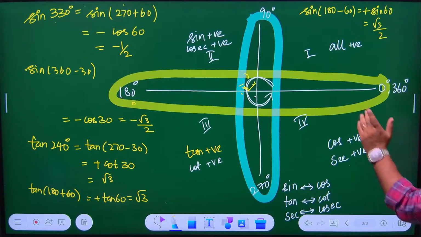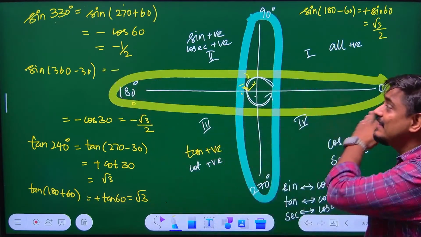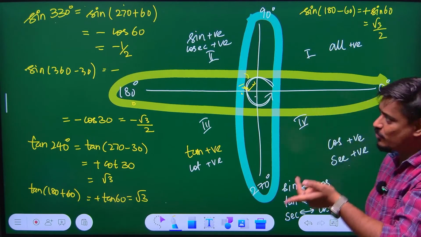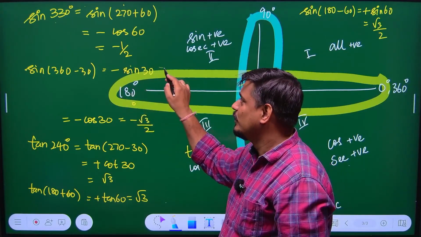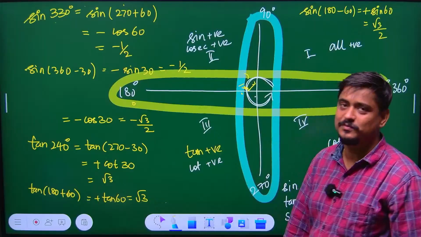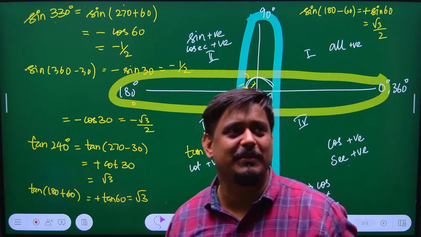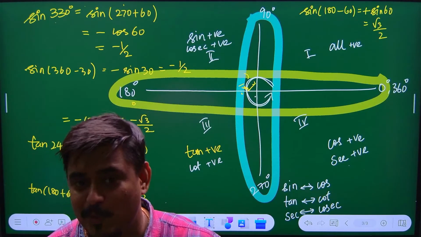In the fourth quadrant, sine is positive or negative? Negative. So it is going to be minus. And the 360 line will not change sine to anything else. It will remain sine. So minus sine 30. What is sine 30? 1 by 2. So minus 1 by 2. Same answer came. Saw it? I hope everybody has understood these allied angles. Anybody who has doubt in this?